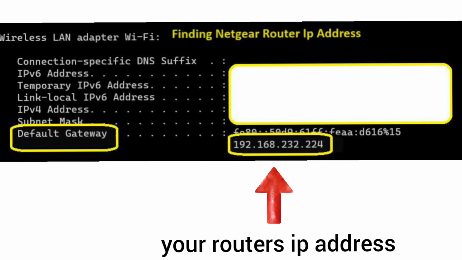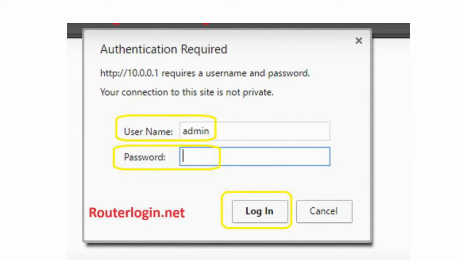It will show you details related to your default gateway, which happens to be your router, and also will provide you its IP address. You simply just need to note it down and type it into the URL of the browser to access your router's login page.